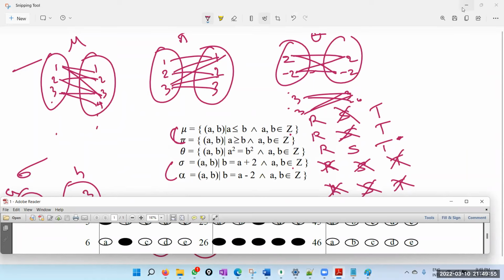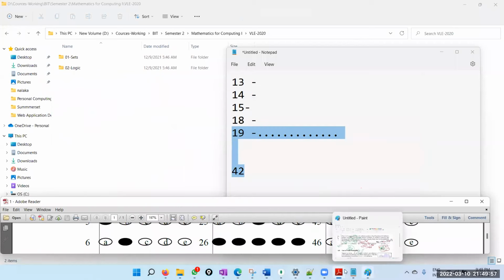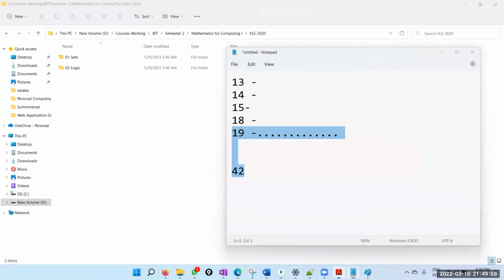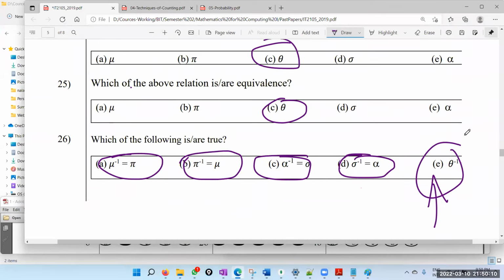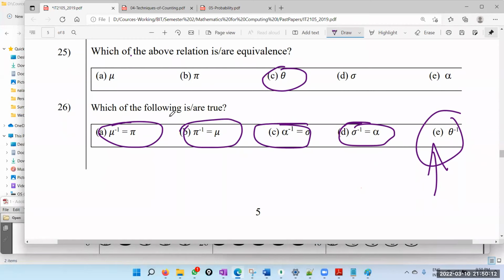Anyway, the question is incomplete, right? Because it just says theta inverse. It doesn't say which one is theta. Theta inverse is which one? So therefore, I don't know, right? How can I say this is the answer if it is just saying theta inverse? So maybe in your real paper the statement is there.